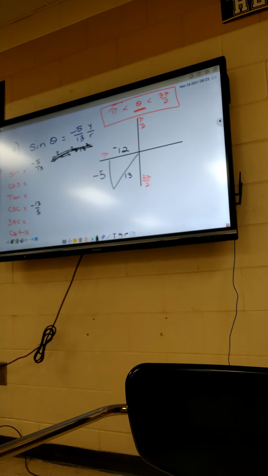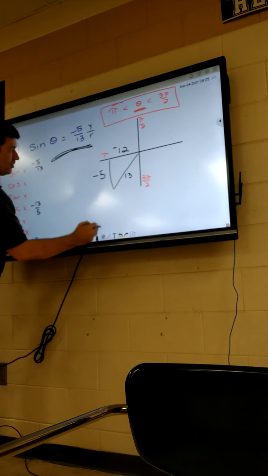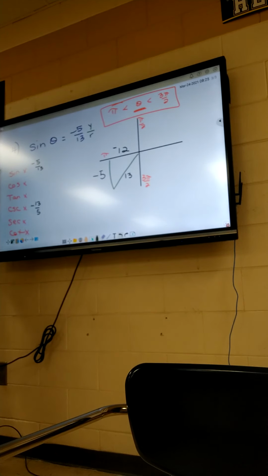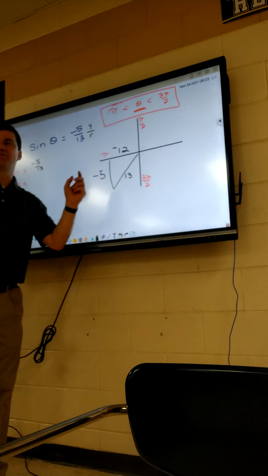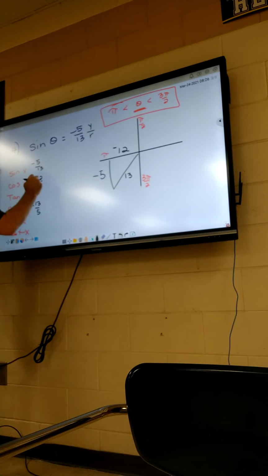So you got to know your formulas, or you got to be able to look at them. All right, so what's the formula for cosine? X over r. Mm-hmm. Which one of these 3 numbers is on your x-axis? -12. So it's -12 over 13. Does everybody see how we got that?